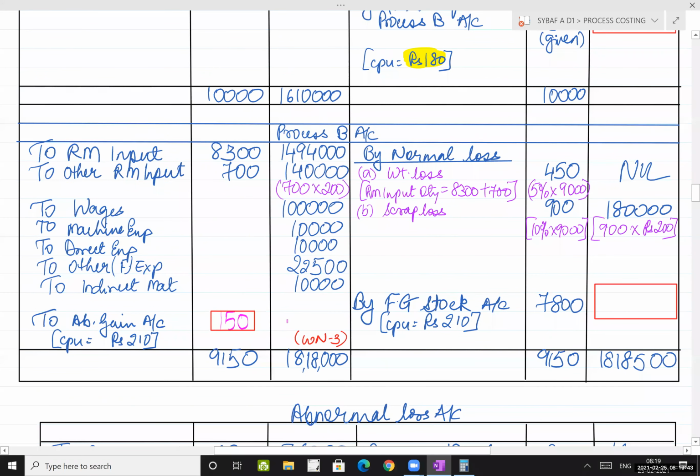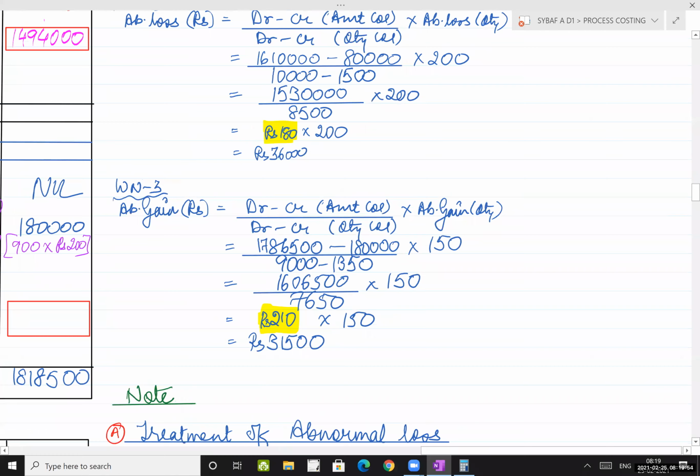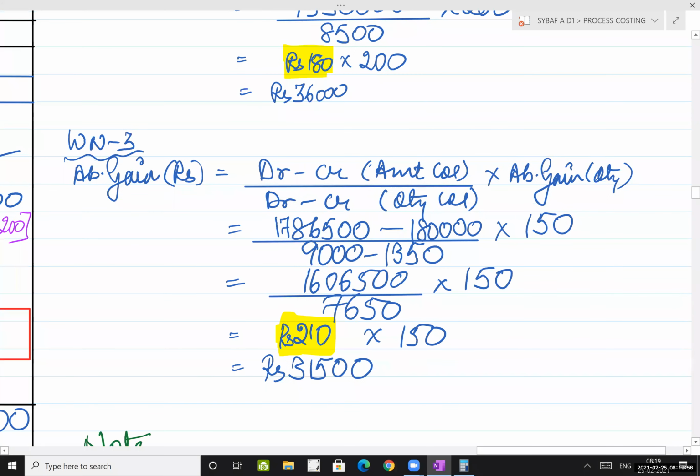Now we will use the formula and calculate abnormal gain in rupees. So write down this formula. Abnormal gain is debit minus credit of the amount column divided by debit minus credit of the quantity column multiplied with abnormal gain in quantity.